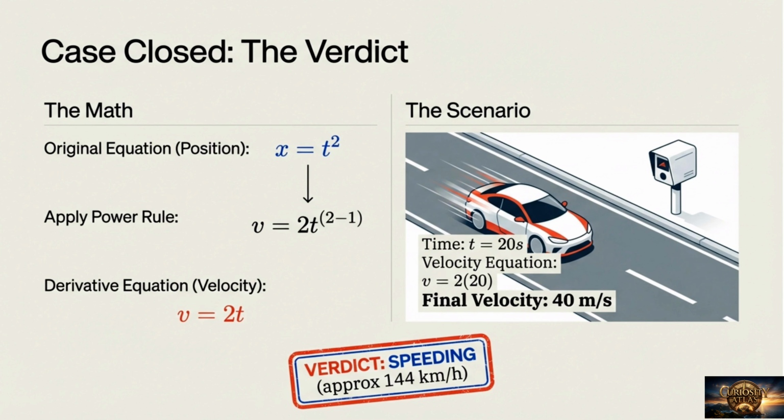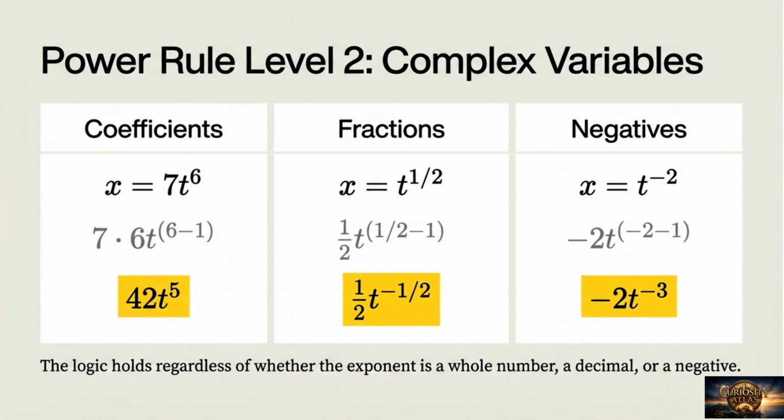Applying the power rule to our speeding case, the position equation x equals t squared becomes the velocity equation v equals 2t. At t equals 20 seconds, the final velocity is 40 meters per second, confirming the speeding verdict. The power rule logic holds for complex variables, including coefficients, fractions, and negatives. It is applicable regardless of whether the exponent is a whole number, a decimal, or a negative.